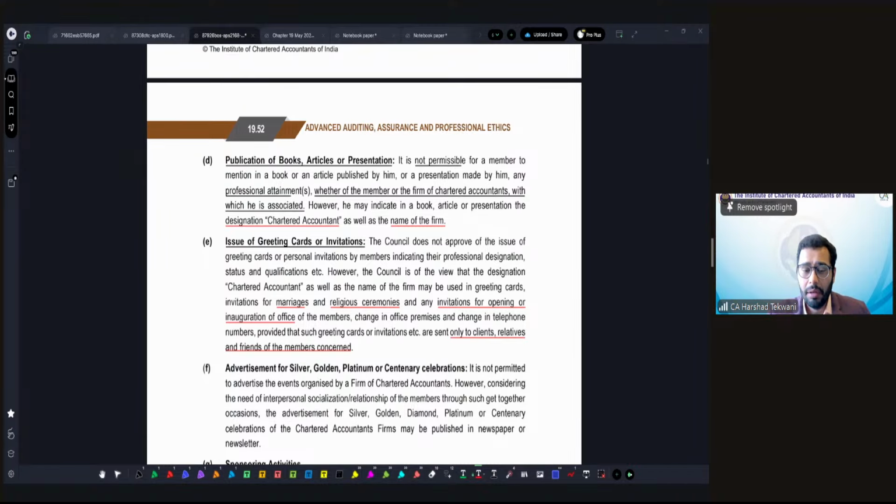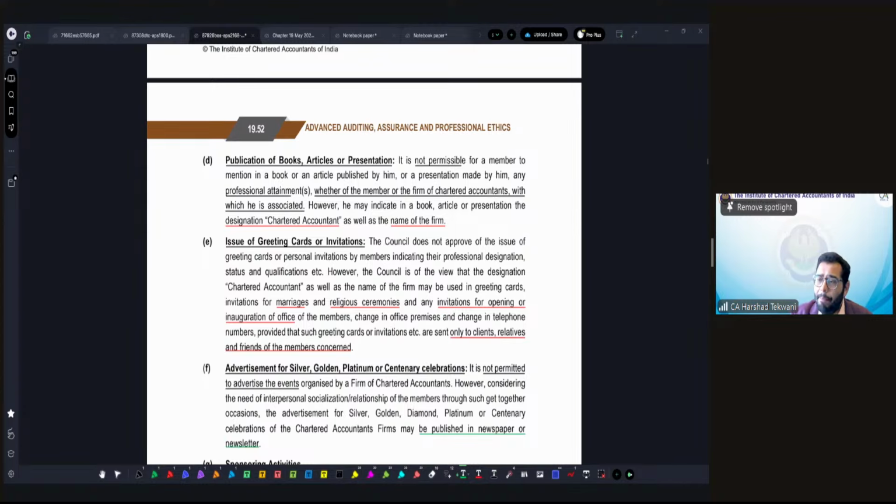Then, advertisement for silver, golden, platinum, or sanitary celebrations. Again, remember that it is allowed to a certain extent. Usually any advertisement for an event is not permissible. But for these events, such as silver jubilee and golden jubilee celebrations, it may be published in the newspaper, provided you have bare facts, only limited to facts, nothing else. And it should not be on the front page marking the 50th anniversary of this chartered accountant firm, the best chartered accountant in a particular city. No, not allowed.